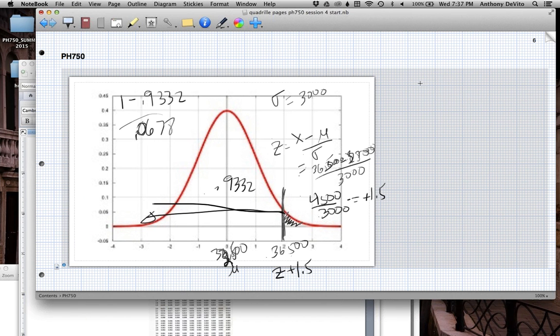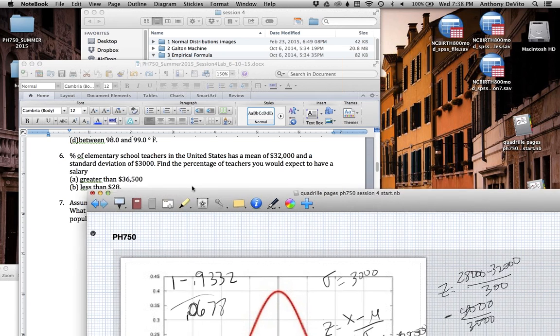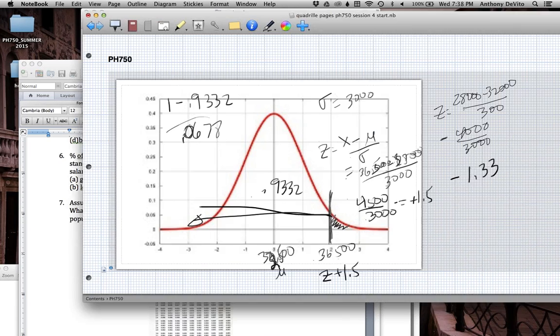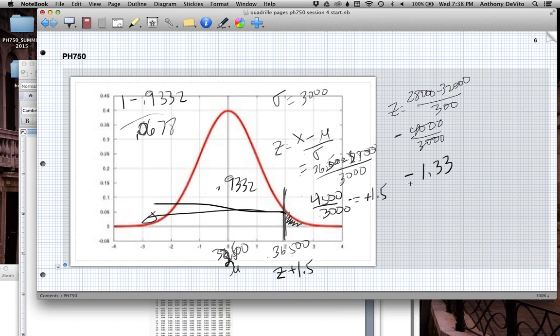For 28,000, Z is going to be equal to 28,000 minus 32,000 over 3,000, which is 4,000 over 3,000, except that it's not just 4,000, it's minus 4,000 over 3,000, which is minus 1.33, right? Okay, looks good. What was the question again? It's always good to check the question before you try to answer it. Find the percentage you expect to have a salary less than 28,000. So below that z-score of negative 1.33.